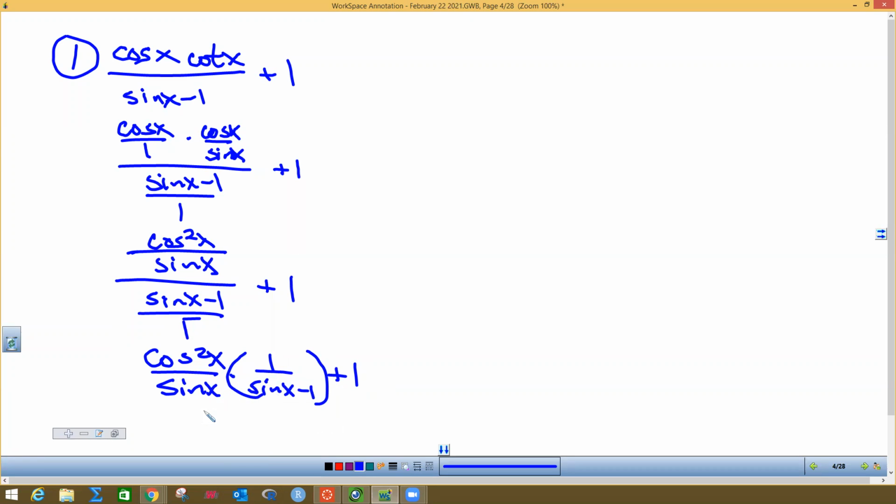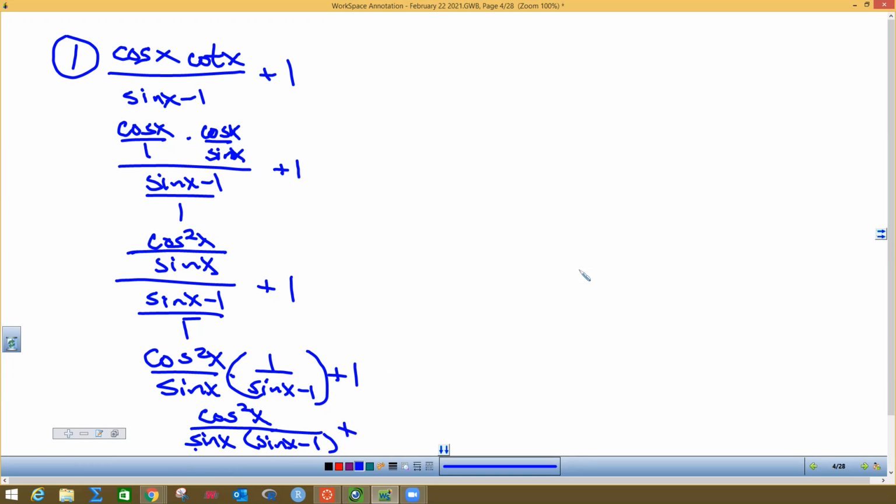When I multiply these two things together, I get cosine squared x over sine squared x minus, that ain't going to help me. Okay, I'm going to have to do something different here because that did not help me. I'm going to leave these factors. So I still have sine x times sine x minus 1. And I still have a plus sign out here.